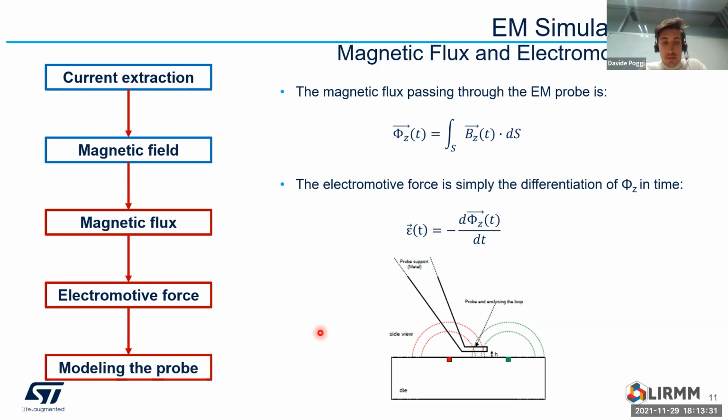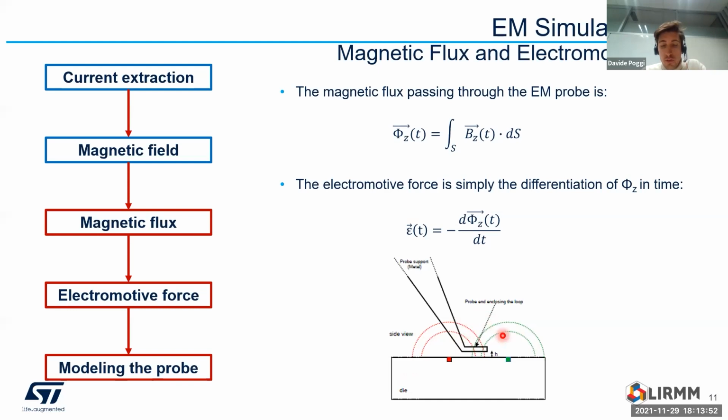And then the last step of our simulation flow will be the model of the probe. Often in the side channel community, we use probes from the Langer company. These probes have different advantages, but also a little inconvenience. This is a shielding effect.